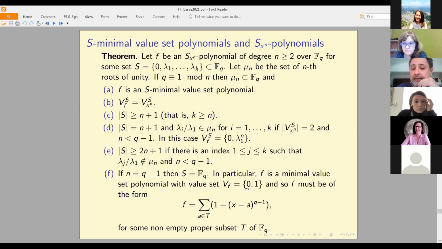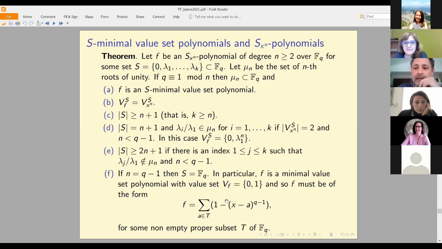The value set is just 0, 1, because it coincides with x to the n, and x to the n reduced to Fq is 0, 1. And f has to be of this shape. This is a result of Carlitz. You can see this result in the classical paper of Carlitz on minimal value set polynomials.